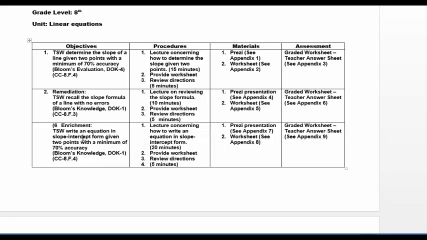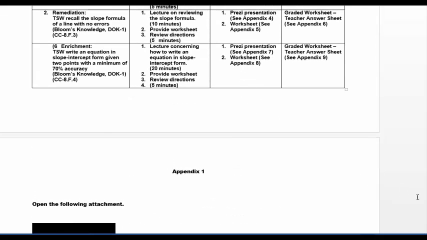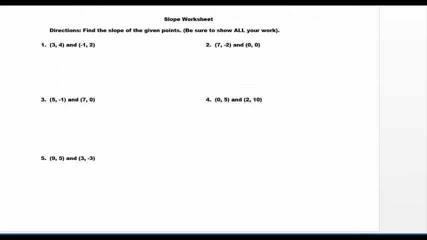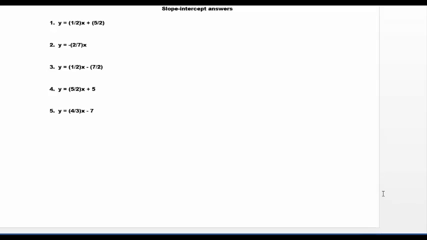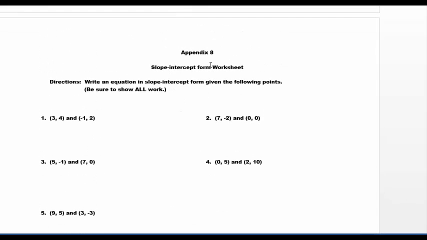The lecture concerning how to write an equation in slope-intercept form, provide worksheet, review directions. Prezi presentation, the student did a Prezi presentation just for the enrichment. They did a worksheet, and then they have the graded worksheet. So if we scroll down to the worksheet, which is worksheet 8, see Appendix 8. Slope-intercept form worksheet, directions for writing an equation in slope-intercept form given the following points. Be sure to show all your work. And then we have that.